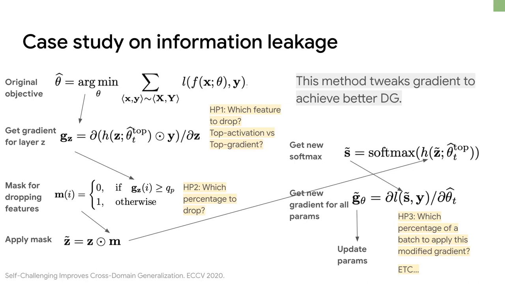Do you wish to drop the top activations or top gradients? In this case, it chooses to use the layer Z, which is not specified yet, and decides to mask the top gradient. And the second hyperparameter is which percentage to drop. So how to set the QP threshold. The other hyperparameter is, they don't apply this for every batch, but only for a percentage of batches. So how should the percentage be here, etc.